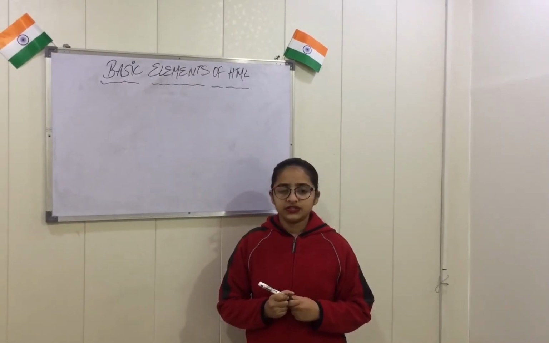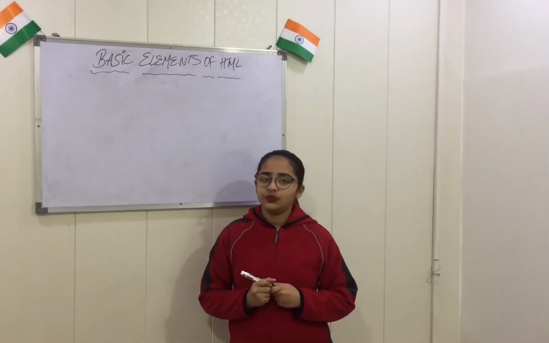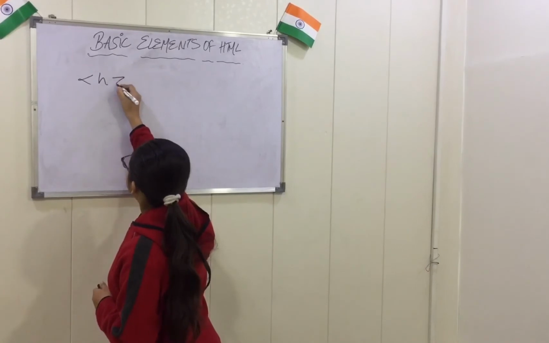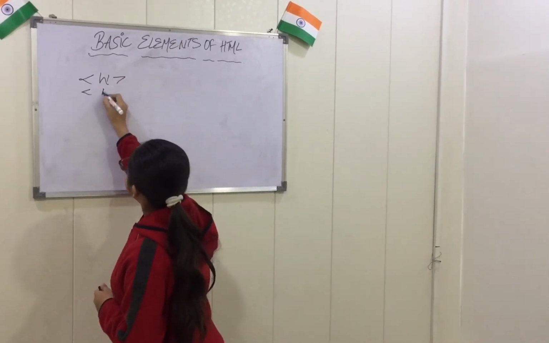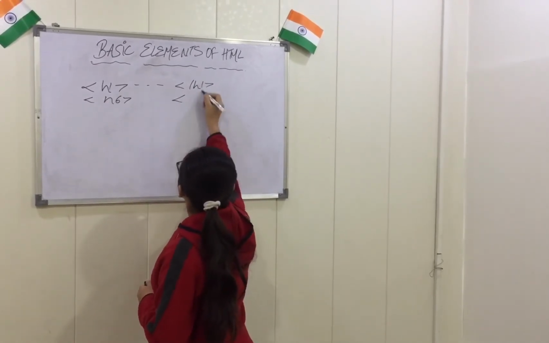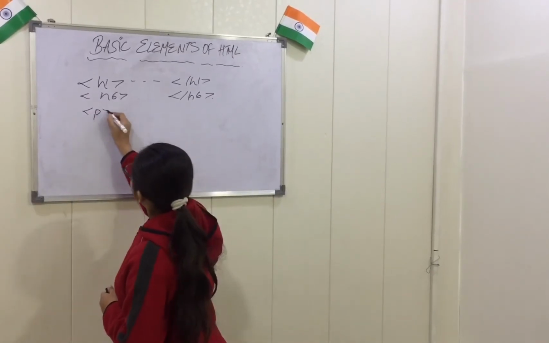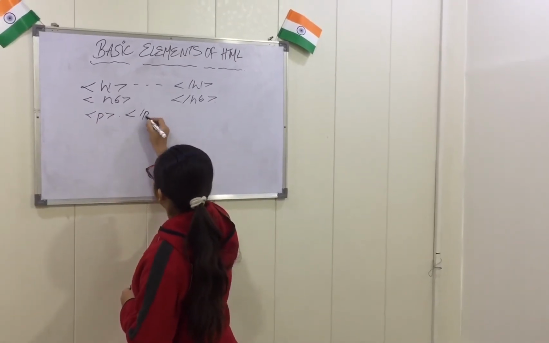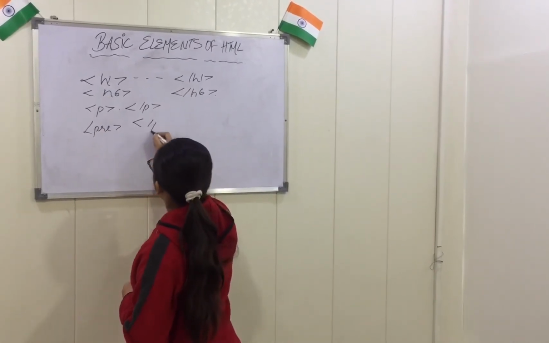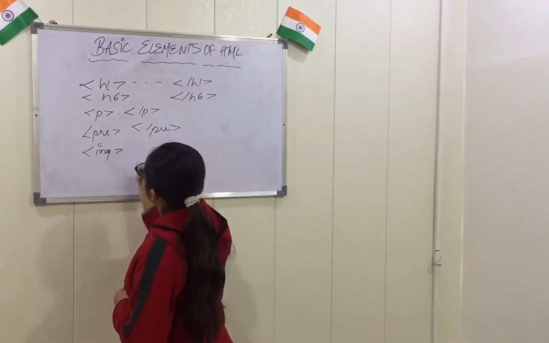So today we are going to discuss the topic basic elements of HTML. For an example, we can take heading tag, that is from 1 to 6. Next can be P tag, that is paragraph tag, pre tag, image tag, and many others.